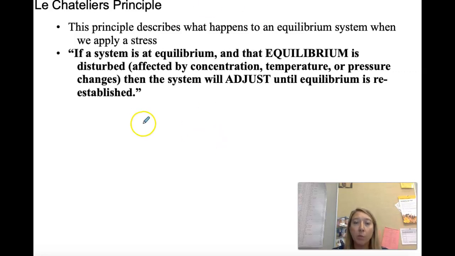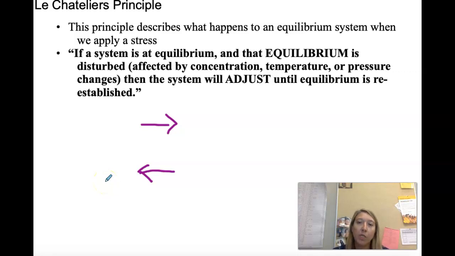Sometimes we're going to say that the system shifts to the right, which means we are going to be turning more reactants into products to be able to reestablish that equilibrium. In other cases, we are going to say that the system shifts to the left, which means that we are going to be taking products and turning them back into reactants to reestablish that equilibrium.